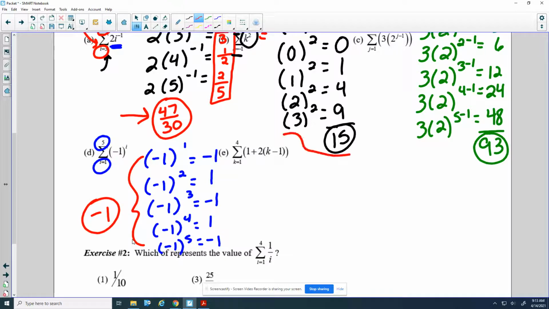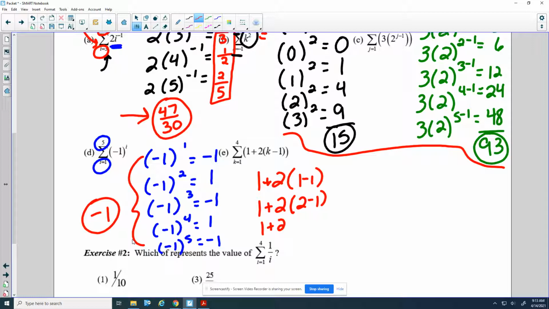And our last one, let me just cut this off. We're plugging in a 1 to a 4. So this is 1 plus 2 times 0 is 1, 1 plus 2 times 1, 1 plus 2 is 3. And just like everything else with sequences, sometimes we see a pattern and we can finish that pattern. So the sum of these numbers is 16.